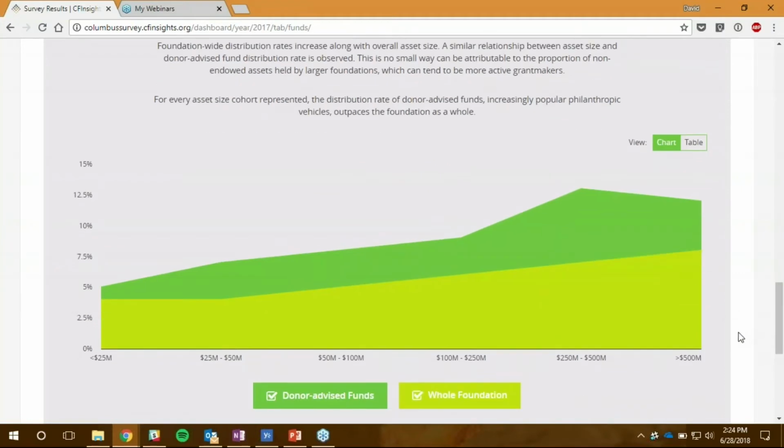So let me scroll down a little bit more. The dark green is the distribution rate of donor advised funds. The light green is the entire foundation. So in every asset size cohort, you'll see that the distribution rate for donor advised funds is higher than the rest of the foundation. And as we go up in asset size, that gap starts to widen as they're made up of more donor advised funds that are active as grant making vehicles.